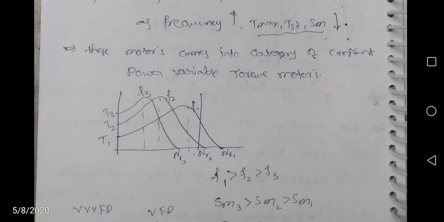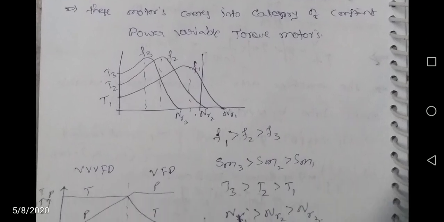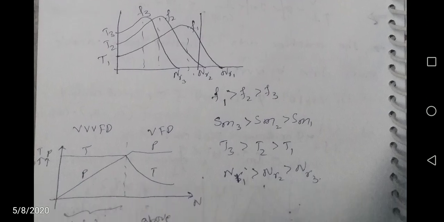So this is the torque versus speed curve with variable frequencies. Frequencies are increasing from F3 to F1. Then speeds are increasing from NR3 to NR1.